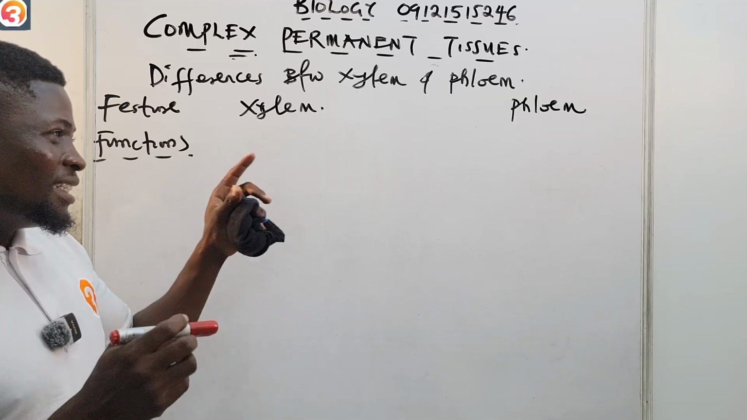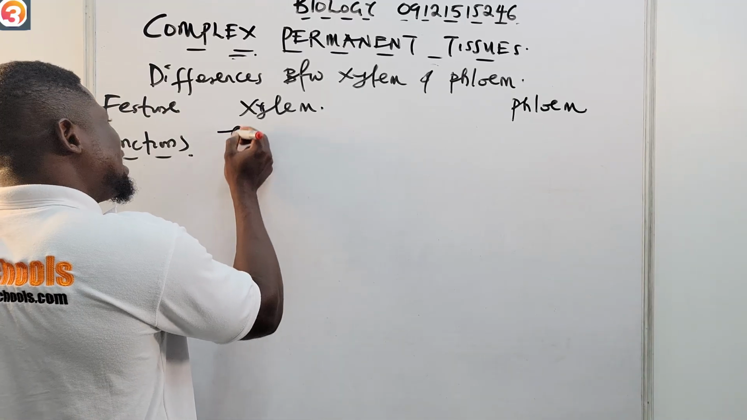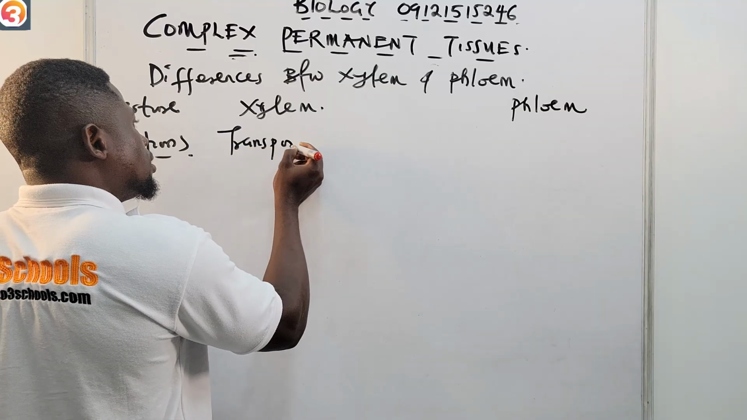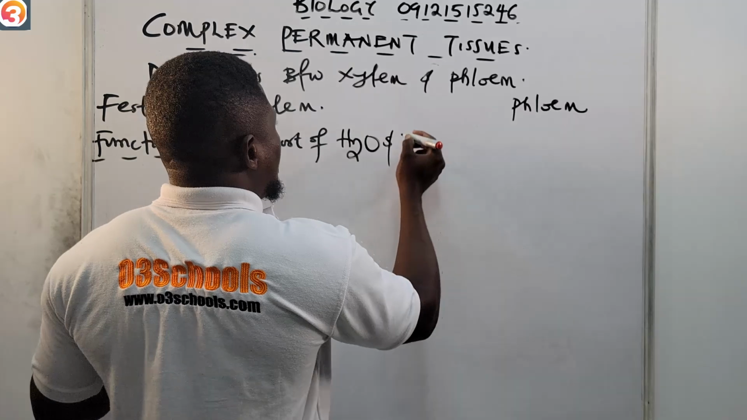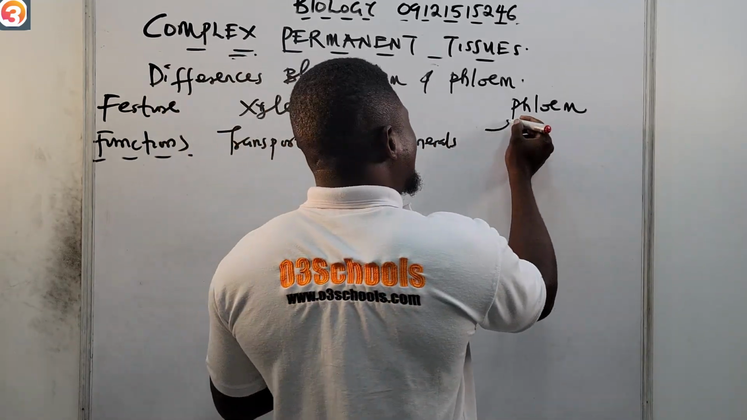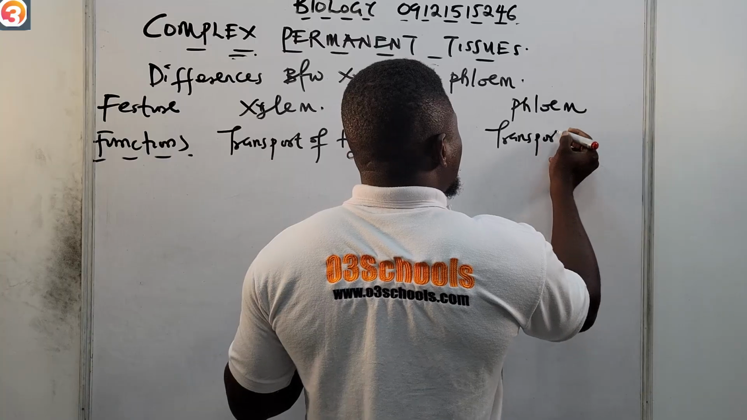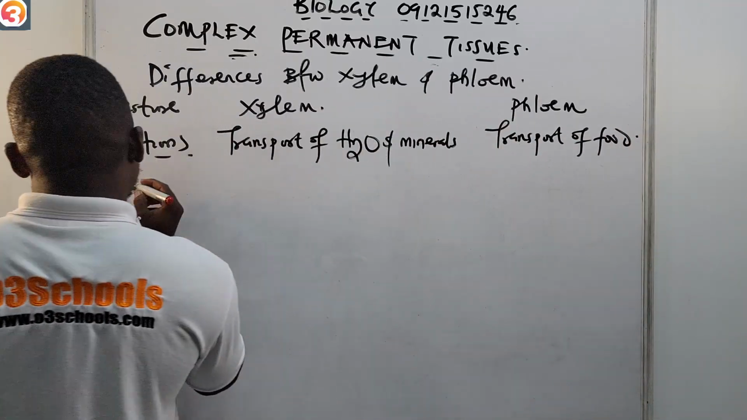Okay, so the function of the xylem is to transport water and minerals. So this one helps in transport of water. Sorry, I'm going to use H2O and minerals because of space. Okay, and this one helps in what? Transport of food. Okay, so now let us see direction.